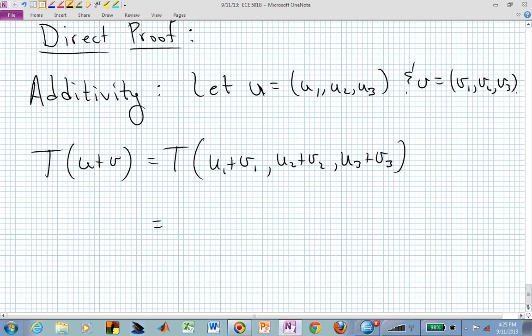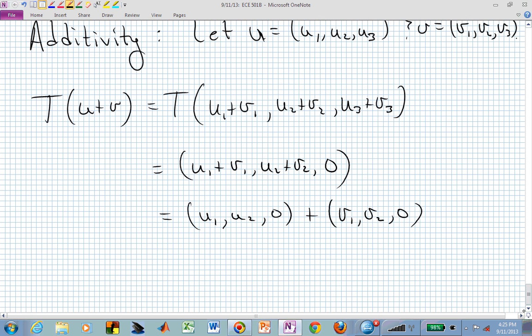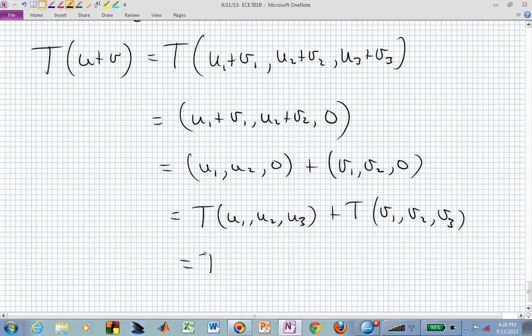We just keep the first 2 coordinates and throw away the third one, right? Or set it equal to 0. So we end up with that. Are we okay with that? Now we can pull that apart. We can say, well, that's made up of U1, U2, and 0 plus V1, V2, and 0. But that's just T of U1, U2, U3 plus T of V1, V2, V3, which is just T of U plus T of V, and that's going to verify our additivity. We needed to show that T of the sum is T of U plus T of V.